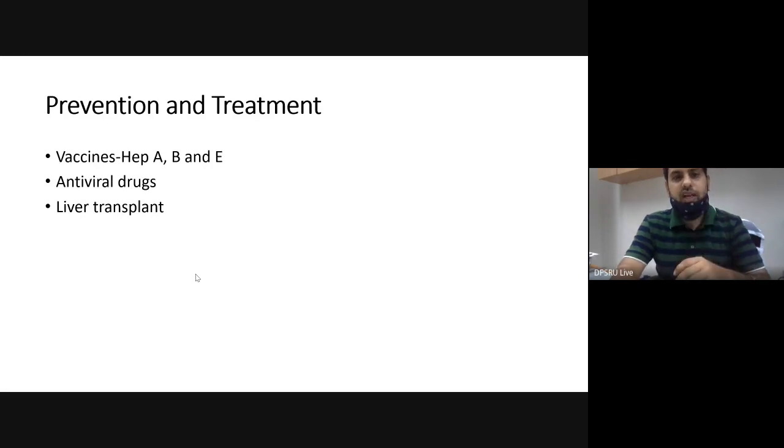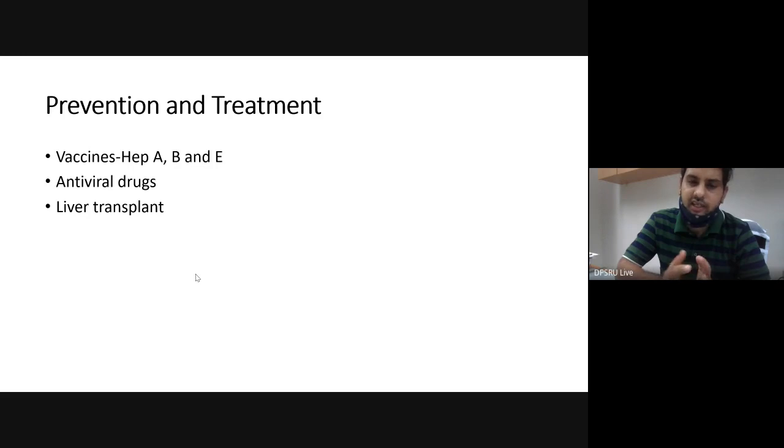Prevention and treatment: for hepatitis A and B, we have vaccines available. Now, recently, we also have a vaccine for hepatitis E. But of course, availability of the hepatitis E vaccine is somewhat less as compared to A and B. And with respect to A, B, and E, the hepatitis B vaccine is available in our healthcare systems free of cost. But the hepatitis A vaccine is not included in these programs.